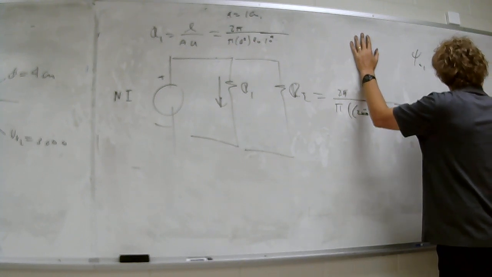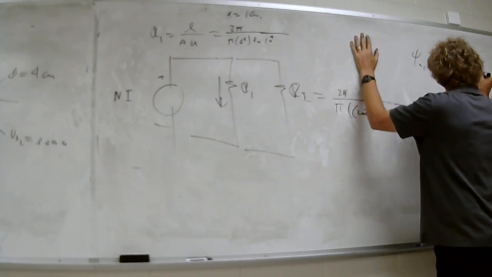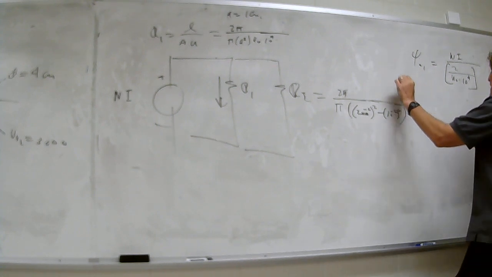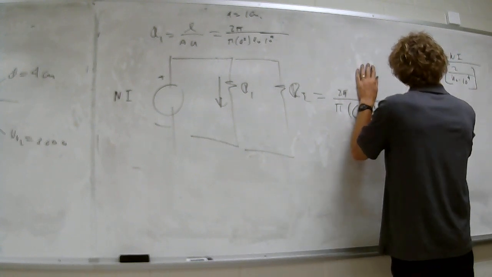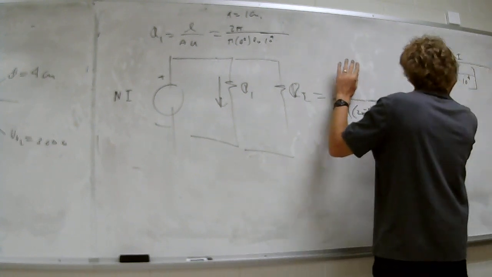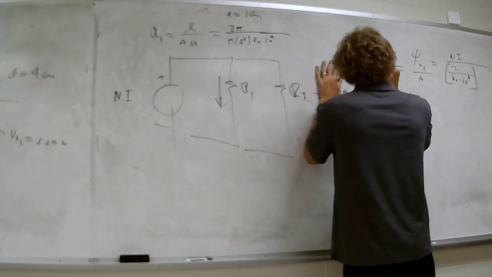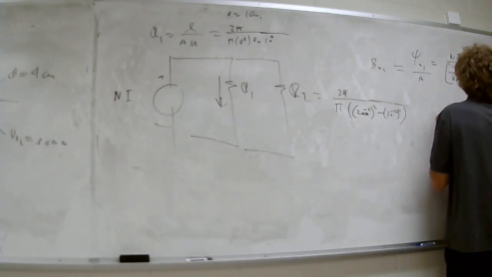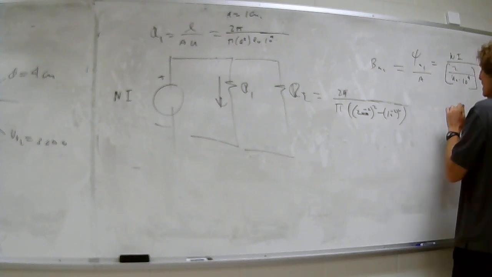That's it. Now this, I'll get out of the way, is the flux in Webers flowing through that first one. Do you agree with me? Yes. Then if we divide that by the area, we get the B field in region 1. Now, what's the area of the first one? Well, it's pi, right?